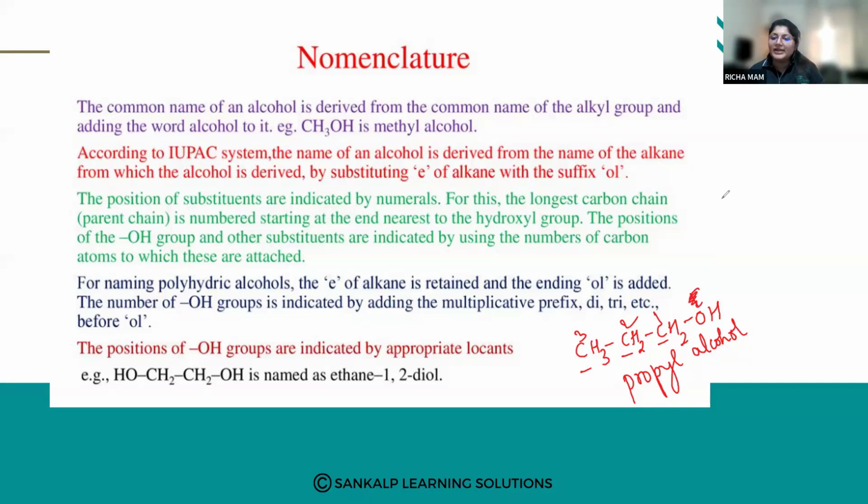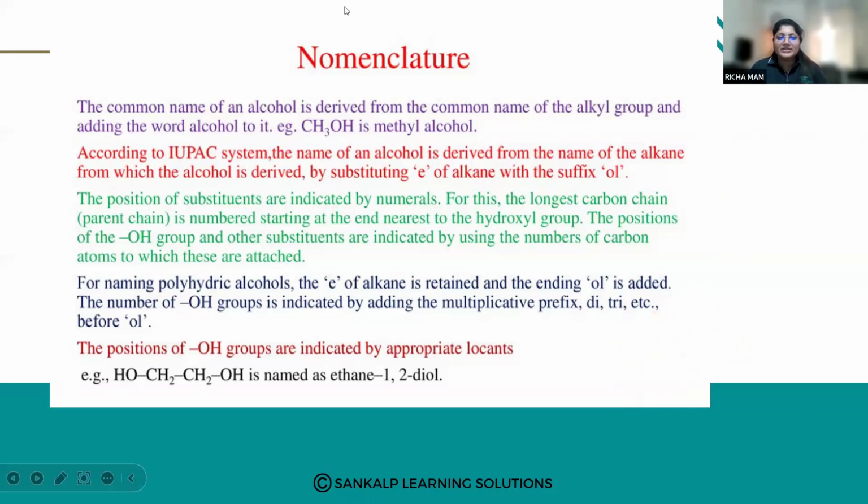The IUPAC name will be alkanol. So what is the name? Propane, and propanol. At one position you have that OH, so propane-1-ol. Understood? Yes. Again, I'll give you one more example.